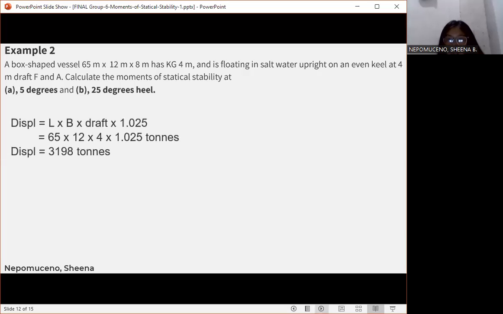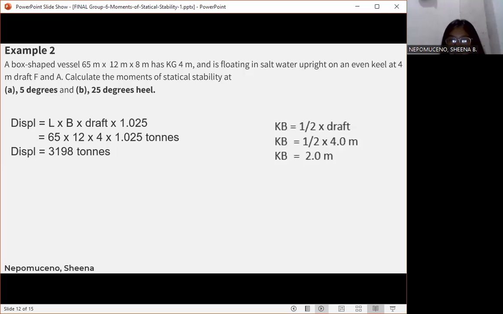First, we need to calculate the displacement, which has the formula of L times B times draft times the water density of salt water, which is 1.025. The length is 65, the breadth is 12, and the draft is 4. Multiplied, we get 3,120 tons. Then multiplied by 1.025 salt water density, we have a final displacement of 3,198 tons.